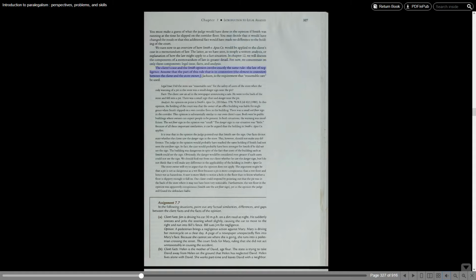The client's case and the Smith opinion involve exactly the same rule, the law of negligence. Assume that the part of this rule that is in contention, the element in contention between the client and the store owner, Jackson, is the requirement that reasonable care be used. Legal issue. Did the store use reasonable care for the safety of users of the store when the only warning of a pit in the store was a small danger sign near the pit? Facts. The client saw an ad in the newspaper announcing a sale.